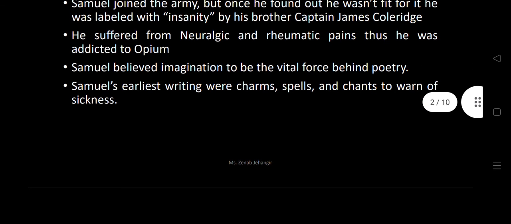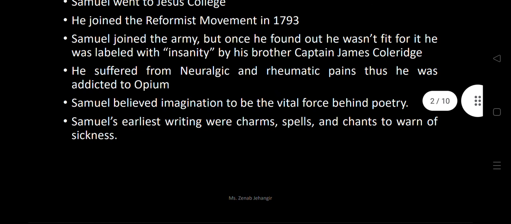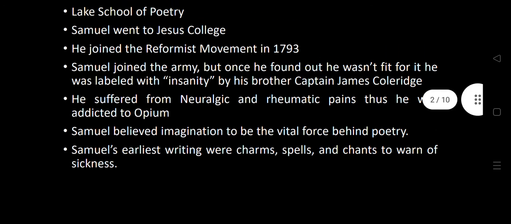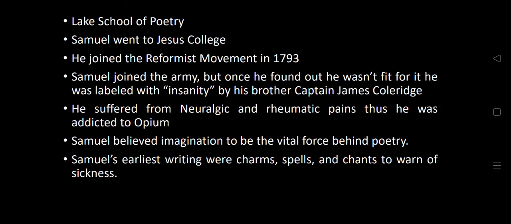And Coleridge is known to be the most imaginative of the poets. So Coleridge's imagination is very important. We'll discuss it especially with reference to his poem Kubla Khan, which is the product of poetic imagination. He believed imagination to be a vital force behind poetry.